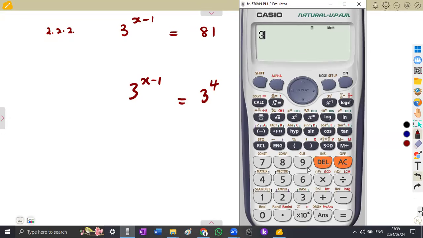So you try 3 to the exponent of 2, that's 9, which is not 81. You try again, 3 to the exponent of 3, which is 27, not 81. You try again, 3 to the exponent of 4, that's 81, until you get 81. So you know that this 81 is the same as 3 to the exponent of what? Of 4. Once you can see that, therefore, it means the bases are the same.